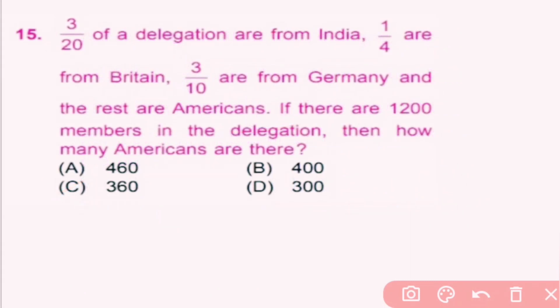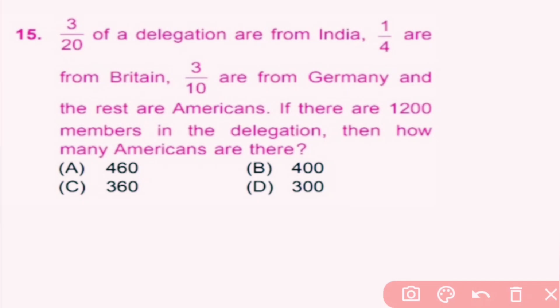Question number 15. 3 by 20 of a delegation are from India, 1 by 4 are from Britain, 3 by 10 are from Germany, and the rest are Americans. If there are 1200 members in the delegation, then how many Americans are there?